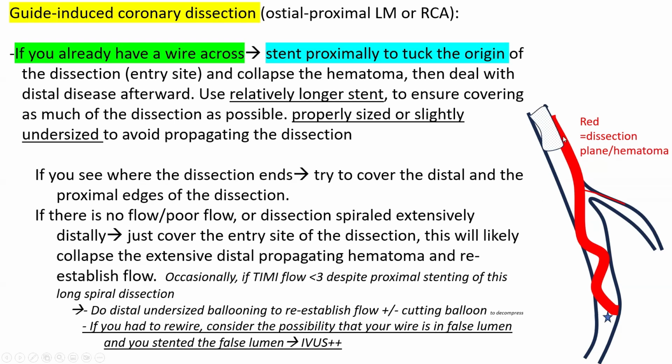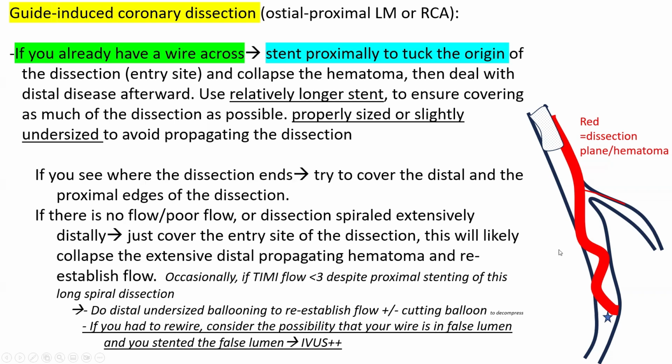Occasionally, if TIMI flow is less than 3, despite proximal stenting of this long spiral extensive distal dissection, it may mean that the distal portion of the hematoma is still occlusive. So what you do is distal undersized ballooning to reestablish flow, plus or minus cutting balloon to tear and decompress that hematoma.